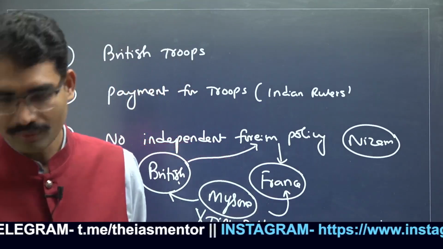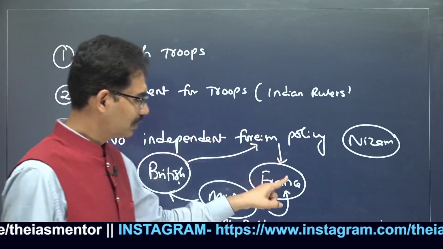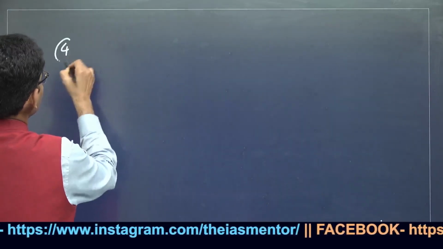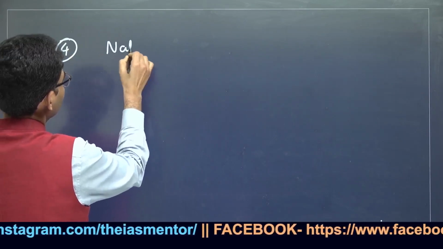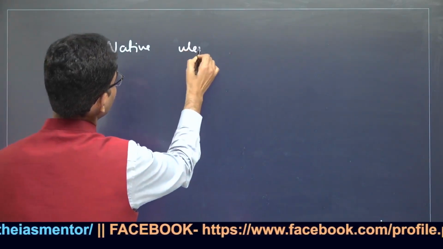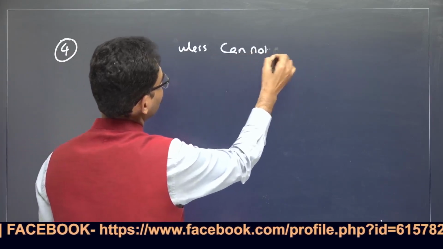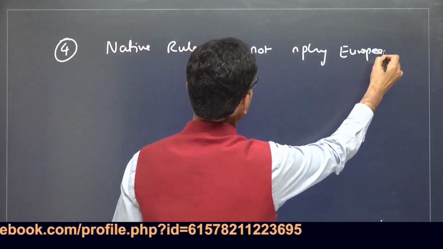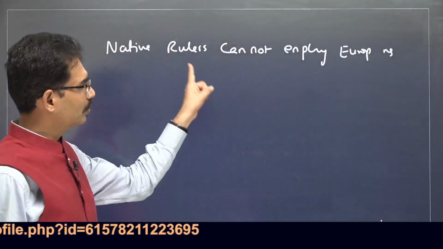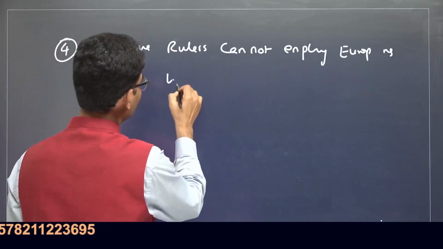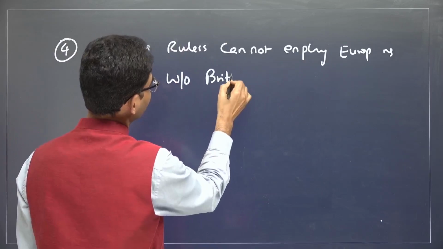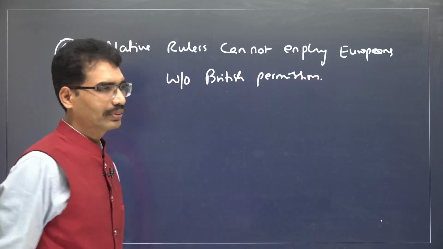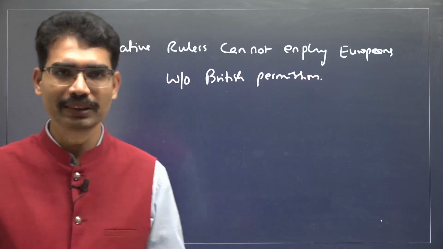Next, when it comes to foreign policy, native rulers cannot employ Europeans without British permission. And if you are depending on the British for approval, then that means you are not independent.